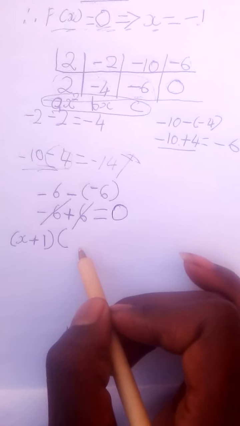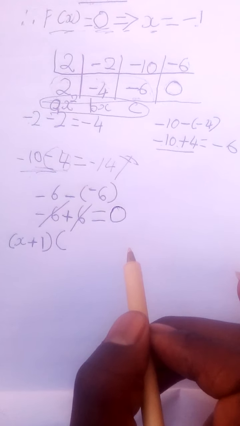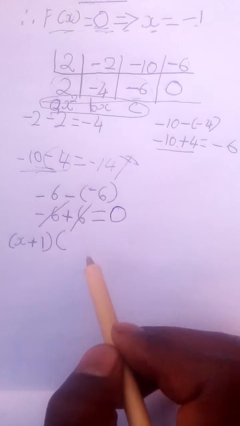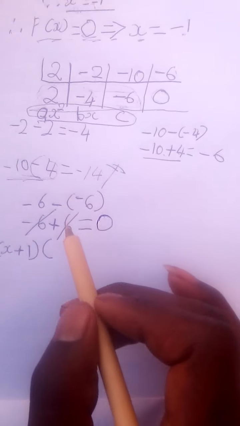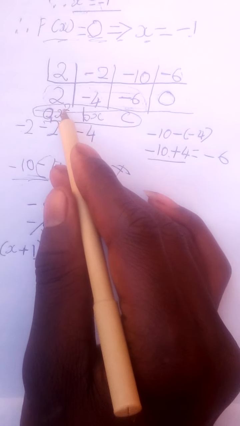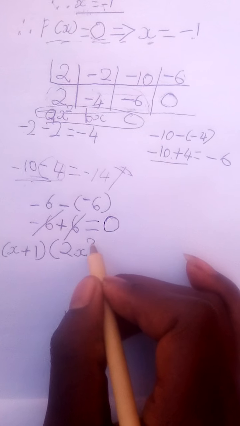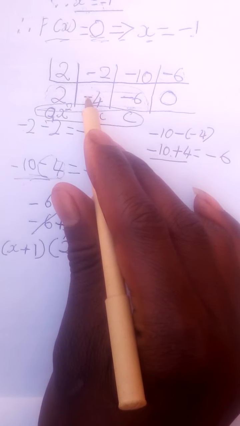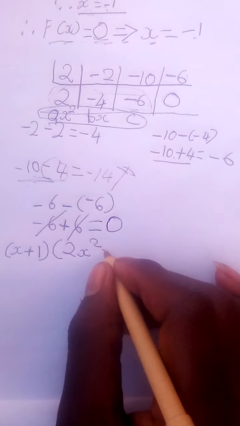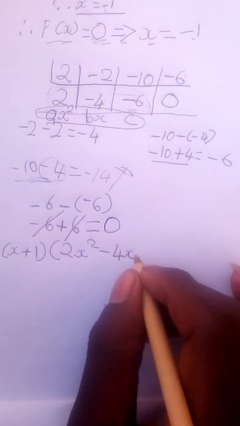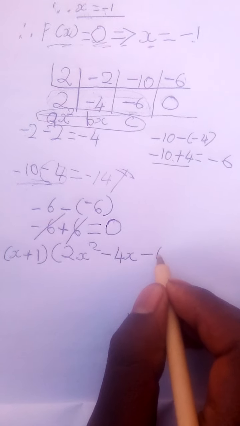Because of this bracket, I'm going to write these terms in terms of a quadratic equation. I'm going to take these numbers from here on my factor theorem. The first term, it says ax squared. That simply means I'm going to have 2x squared. Then the second term is going to be minus 4x. Then the last term is going to be minus 6.